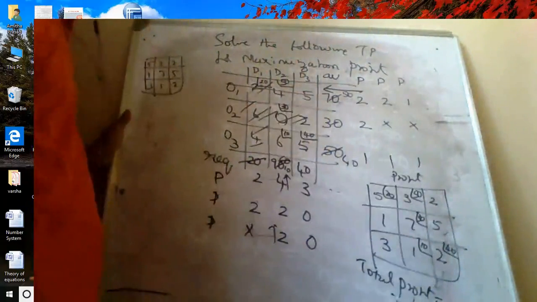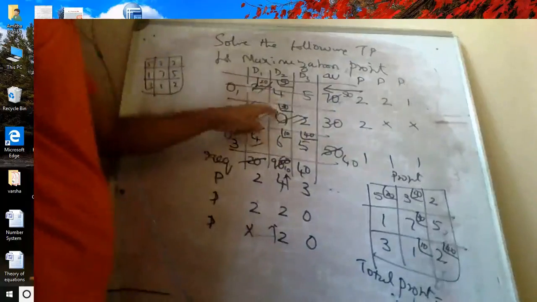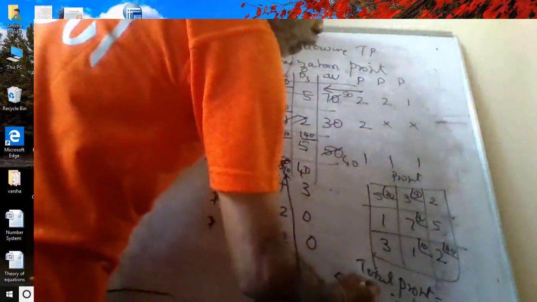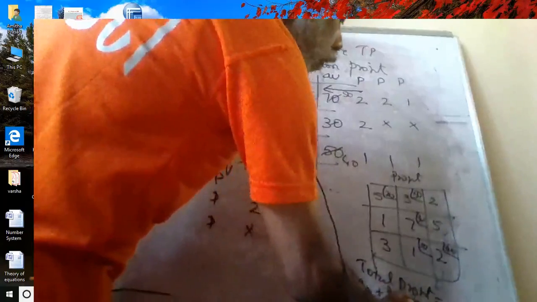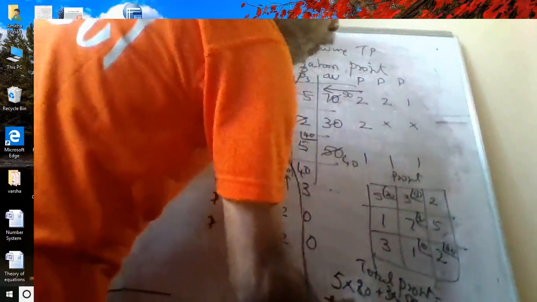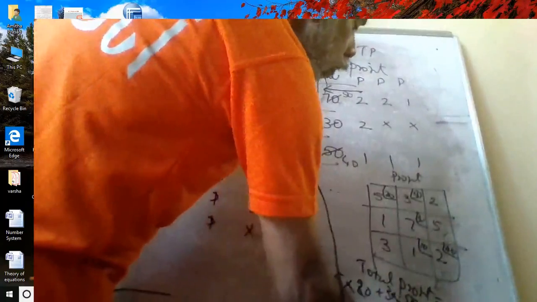I hope you have understood. You should put it in the original problem, not in this. It is not 0 into 30, it is 7 into 30. Okay, total profit will be 5 into 20 plus 3 into 50 plus 7 into 30, 1 into 10 plus 2 into 40. So this is VAM method whenever profit is given.